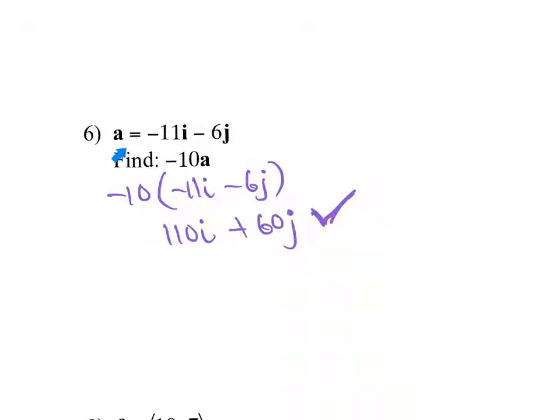Number 6, we're asked to find -10a. So all we do is take the vector A and multiply everything by -10. So -10 times -11i is +110i, and -10 times the -6j is +60j. So your answer is 110i plus 60j.